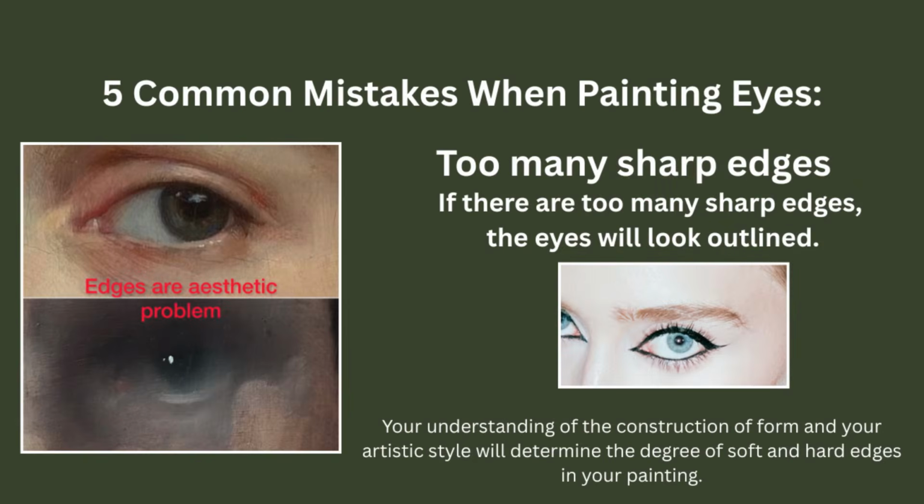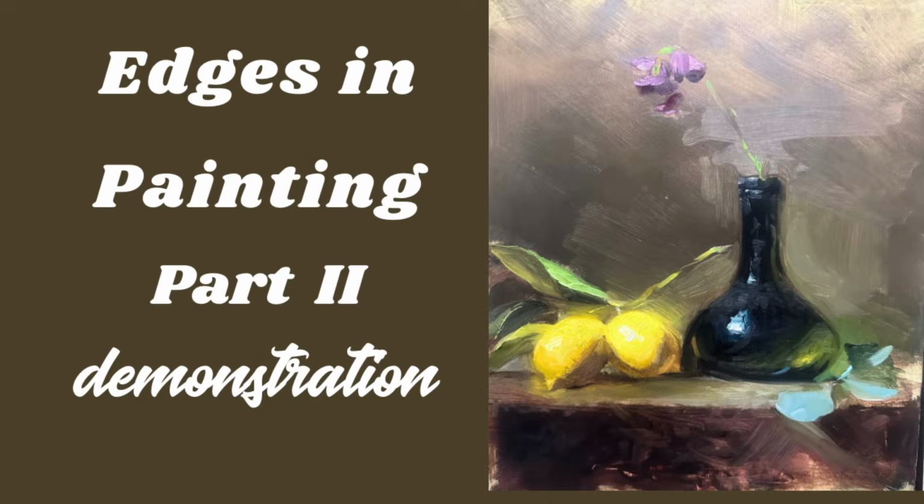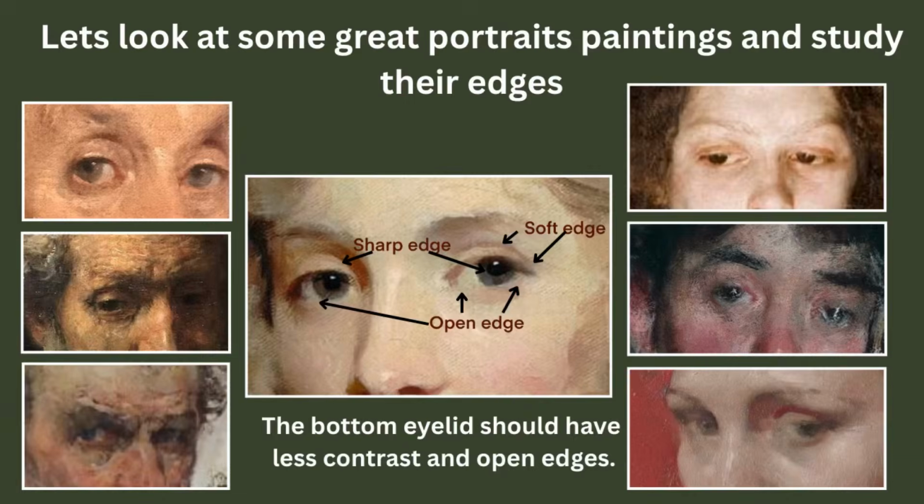Number 5, edges too sharp. Painting the eyes with all hard edges can make them look outlined, graphic, and separated. In my lecture on edges, I talk about edge control being not just a technical but an aesthetic decision. Since the human eye is a focusing instrument, we cannot see the correct relationship of the edges just by looking. The minute we focus our attention on seeing edges, they come to focus and sharpen.